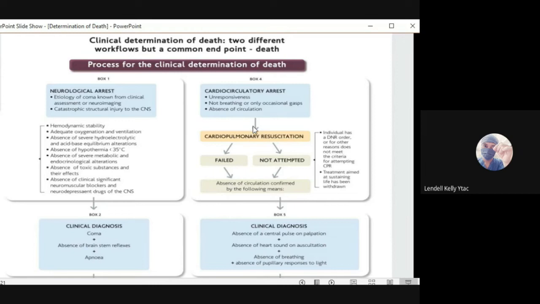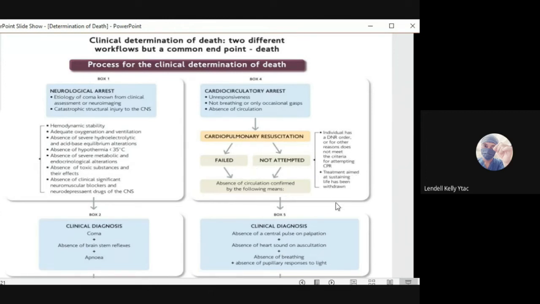So if not attempted, same din yung process. So the individual has a DNR order. So hindi natin siya ina-attempt. For example, if patient has a DNR, okay, go ahead. DNR order, so pag sabing DNR, do not resuscitate. So once the heart ceases to beat on its own, wala na tayong magagawa. None. But still, we could give the appropriate care for our client. So treatment aimed at resuscitating life has been withdrawn. So pag ganon, wala nang attempt.